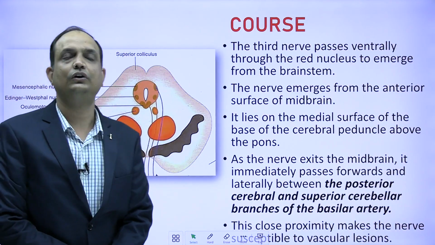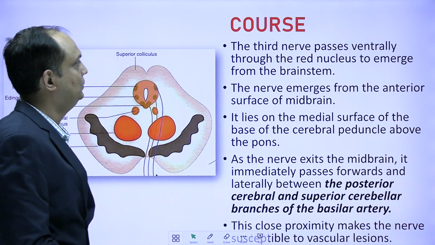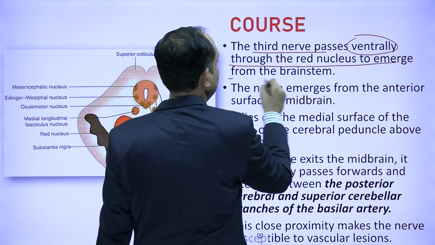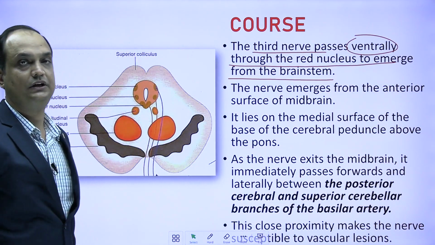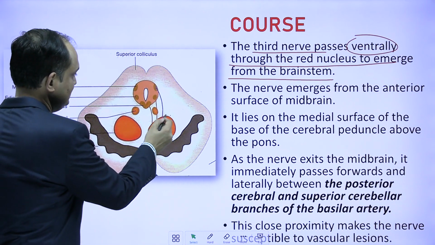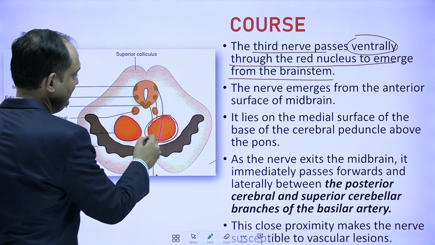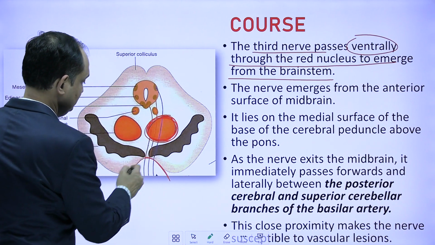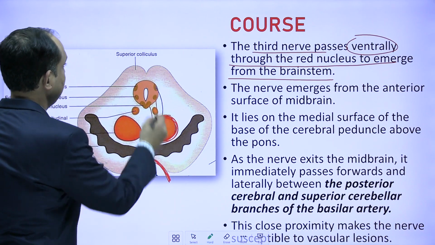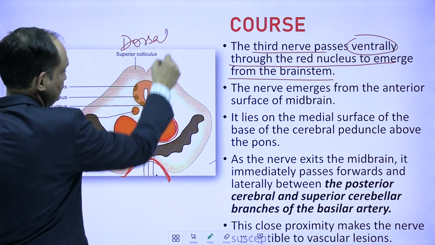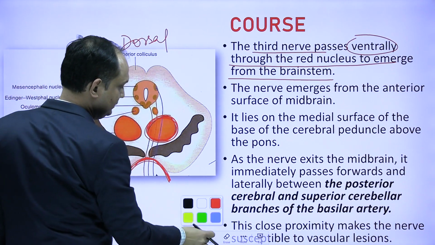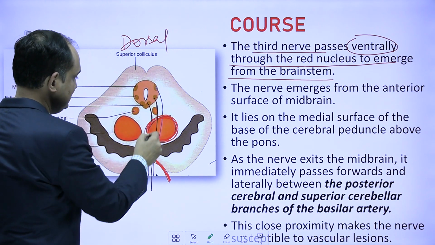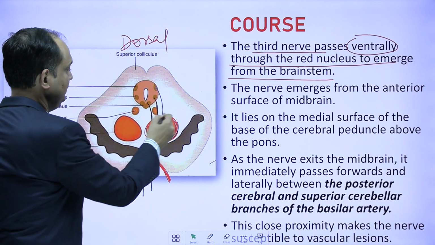Now, what is the course of this nerve? When you see the course, this third nerve passes ventrally through the red nucleus to emerge from the brainstem. So when you see this section, you can see that this area is known as the red nucleus. Now, the nerve is going to emerge from the ventral surface. This is the ventral surface of the midbrain, this is the dorsal surface of the midbrain. So, the nerve will come out from the anterior side, or the ventral surface. Here you can see that the nerve fibers are passing through this red nucleus area.